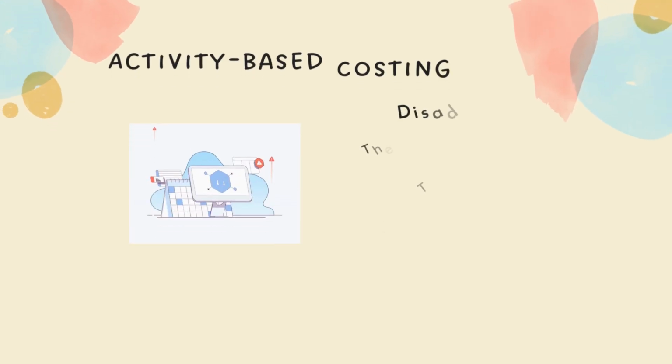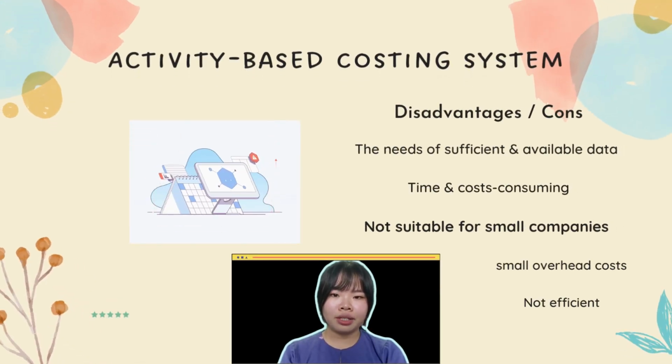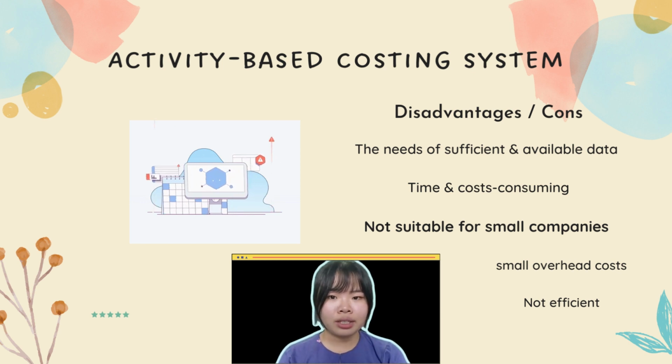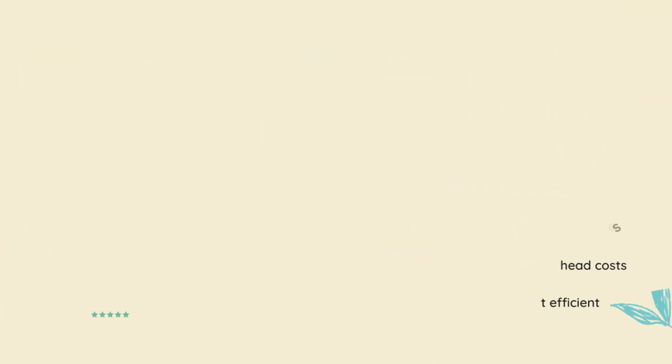cost. So this system is not suitable for small companies, because these small companies usually have small overhead costs. This is because after they use this system, they may find that it is not as efficient as other options like the traditional costing system, due to insufficient data. So it may lead to low efficiency in calculating the production cost.